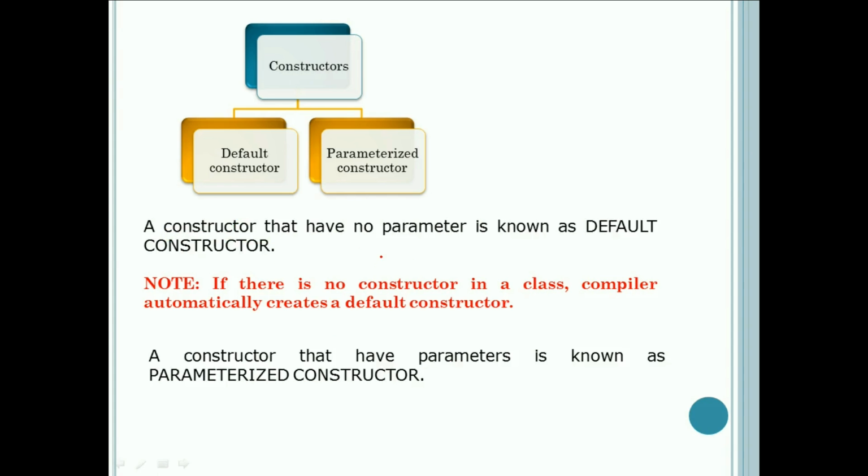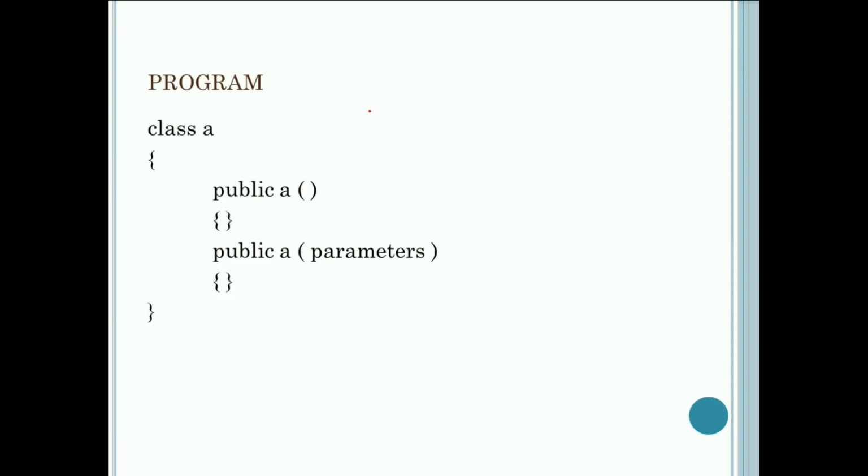A constructor that has no parameter is known as a default constructor, and a constructor that has parameters is known as a parameterized constructor. The information is that if there is no constructor in a class, a compiler automatically creates a default constructor. Now the program: how to write a default constructor and a parameterized constructor in a class.